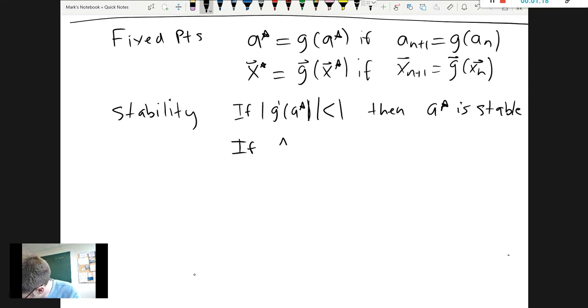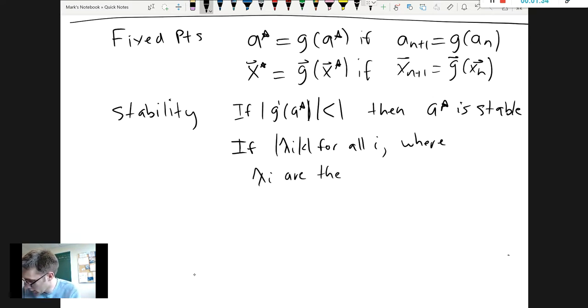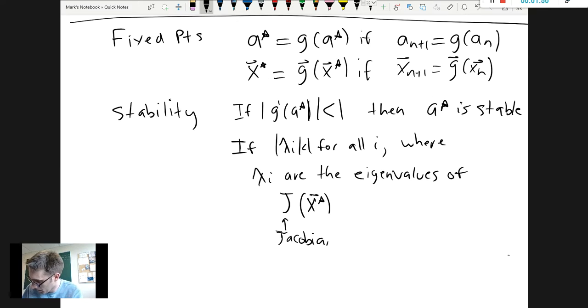If the absolute value of lambda I is less than 1 for all I, where lambda I are the eigenvalues of J evaluated at X star, so the Jacobian matrix evaluated at the fixed point, if that was the case, then X star is stable.